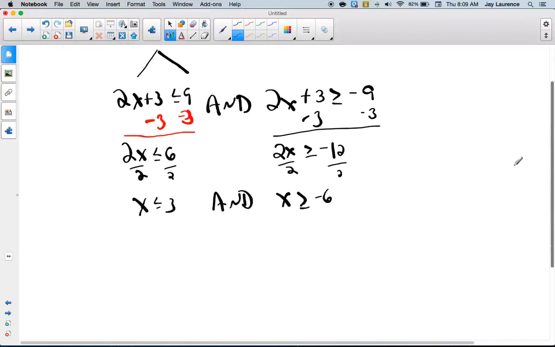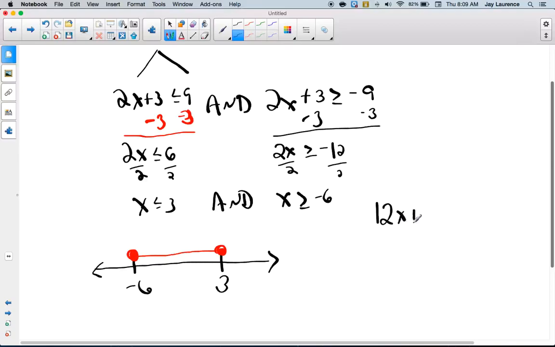Now to get my picture on a number line, okay, it's an and, so I'm going to have negative 6, I'm going to have 3. They're going to be closed points, right? Because they are solutions. And the shading will be in between. Now, what does the shading mean? Well, the shading is showing me all possible solutions to the original inequality. I think the original inequality was what? The absolute value of 2x plus 3 is less than or equal to 9.